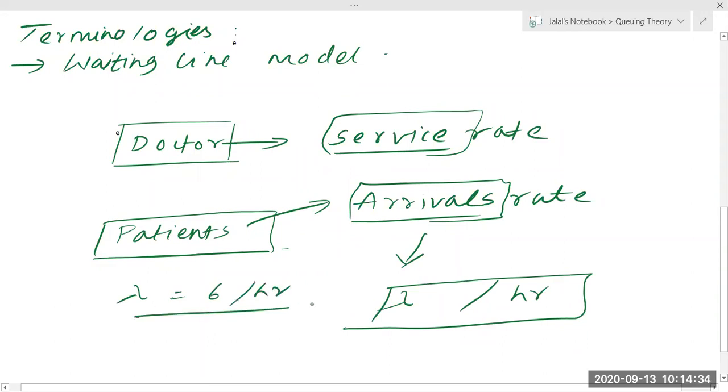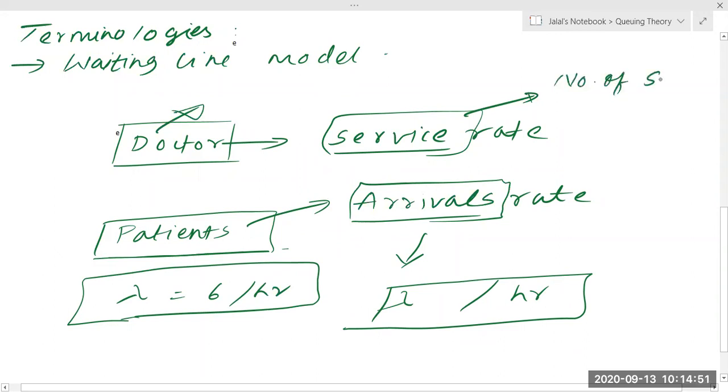That means there are 6 customers arriving per hour for getting a service. And the service rate will also be given. Service rate does not mean the number of doctors. Service rate means how many arrivals will be served per hour by the doctor. As simple as that.